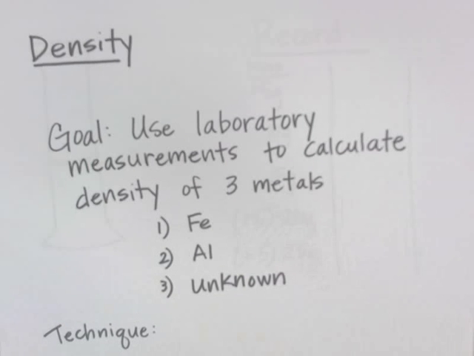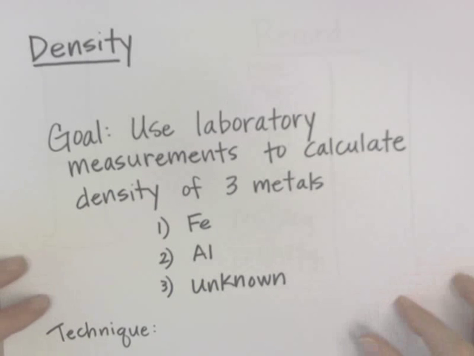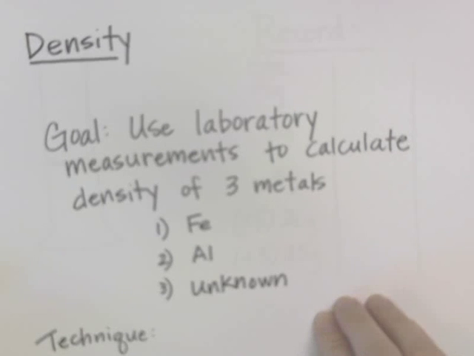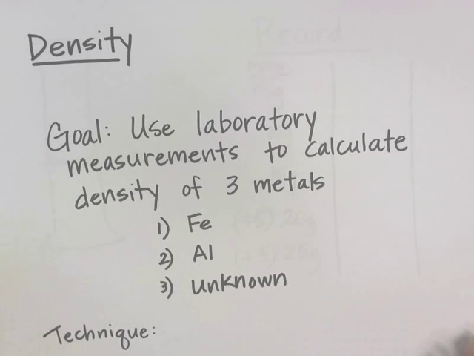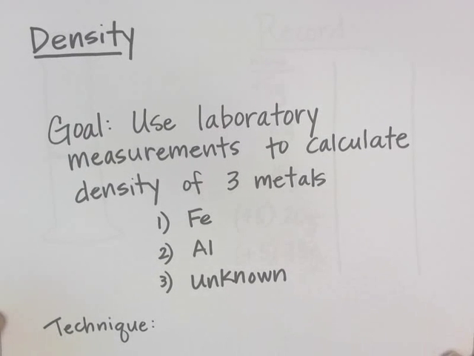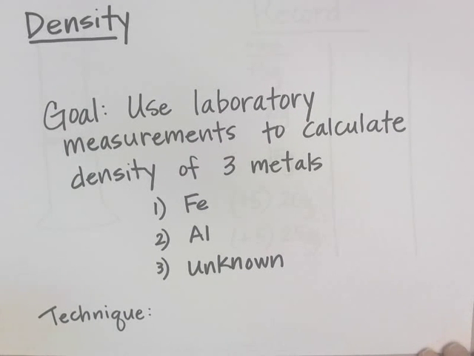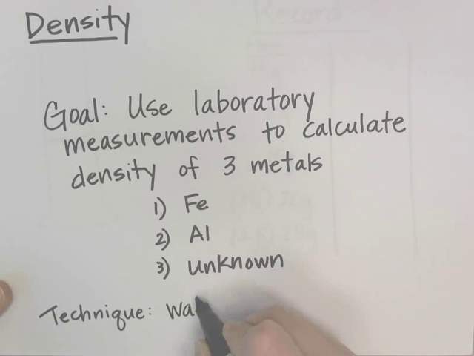Okay, this short tutorial video will walk you through some of the data collection and the techniques that you're going to be using to find the density of 3 metals. Our goal is to find the density of 2 known metals, so we'll be working first with iron and then with aluminum. And then last you'll be working with an unknown metal, finding its density in an effort to try to identify the metal. So the technique that we're using is called water displacement.